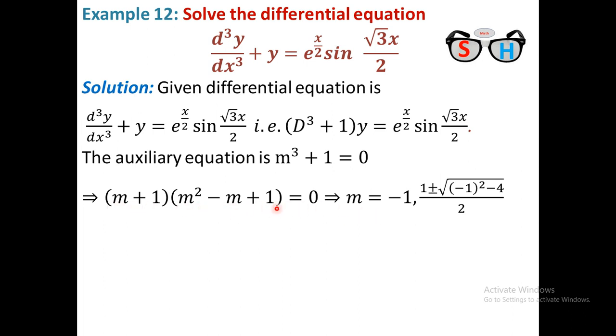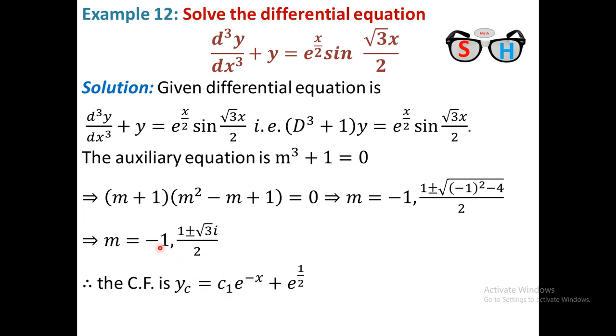And by the quadratic formula, you get minus b, that is plus 1, plus minus root under b square, that is minus 1 whole square, minus 4ac, 4 into 1 into 1, that is minus 4, by 2. This result will be minus 3, that is plus minus root 3i, that is 1 plus minus root 3i by 2. These are the values of m. Since minus 1 is a real root, the complementary function contains c1 e to the power minus x, and the other roots are of the form alpha plus minus i beta with alpha equal to half and beta equal to root 3 by 2. Therefore e to the power alpha x (c2 cos beta x plus c3 sin beta x).